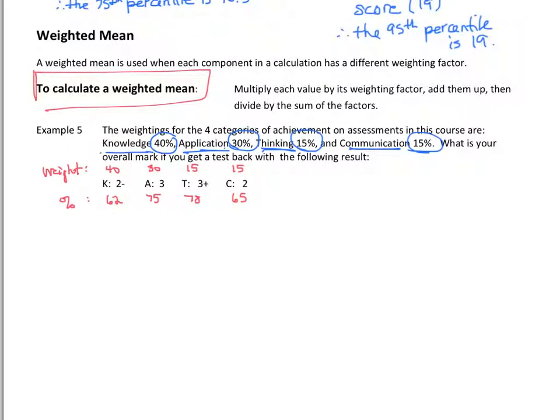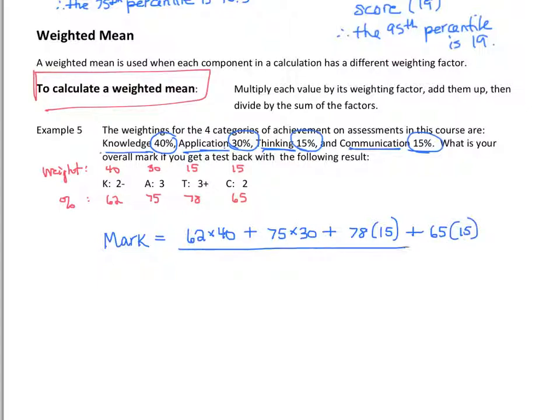So we need to multiply each number by its weighting factor. So for example, we need to take the mark of 62 and multiply it by 40. We're going to add to that the mark received in application times the weight of the application section, plus the mark received in thinking times the weight of the thinking section, plus the mark for communication times the weight of the communication section. And we are to divide by the sum of all the weighting factors, which, since we're talking about marks, would be 100, as in the 4 categories add up to 100%.